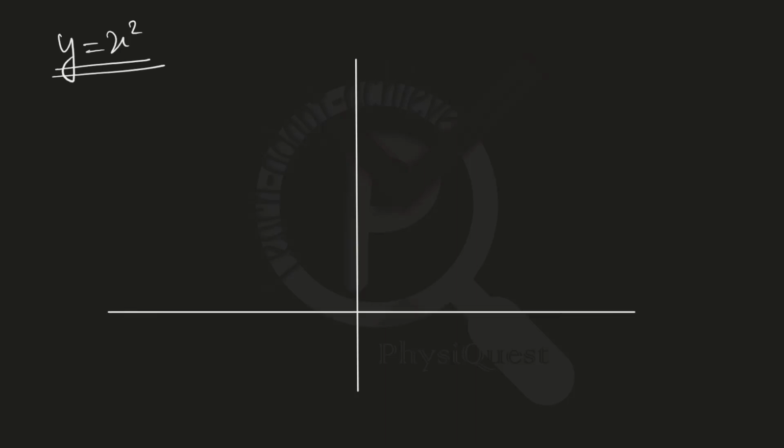The next is y equals x square. Again, the y-axis, the x-axis, and the curve. Here we will have some sort of parabola. This is the origin, and this is the graph. At x equals 1, suppose this is x equals 1, what will you get? y equals x square, so x equals 1 means y equals 1 square, that is 1.